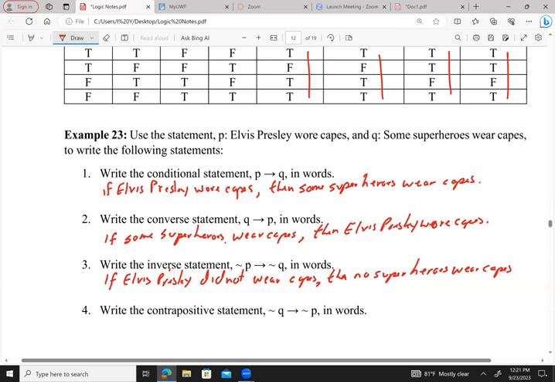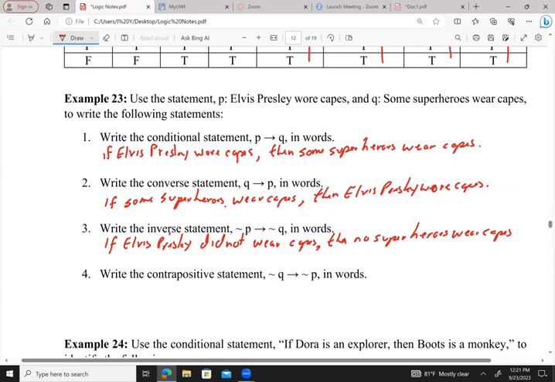In the contrapositive, we go not Q, so the negation of some superheroes wear capes is: if no superheroes wear capes, then Elvis Presley did not wear capes.